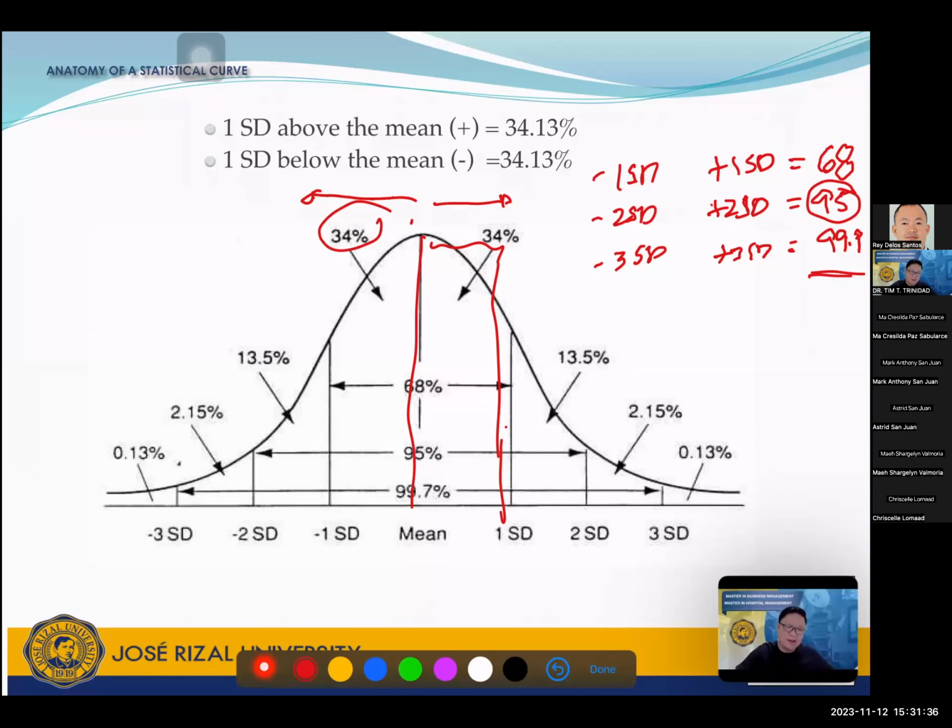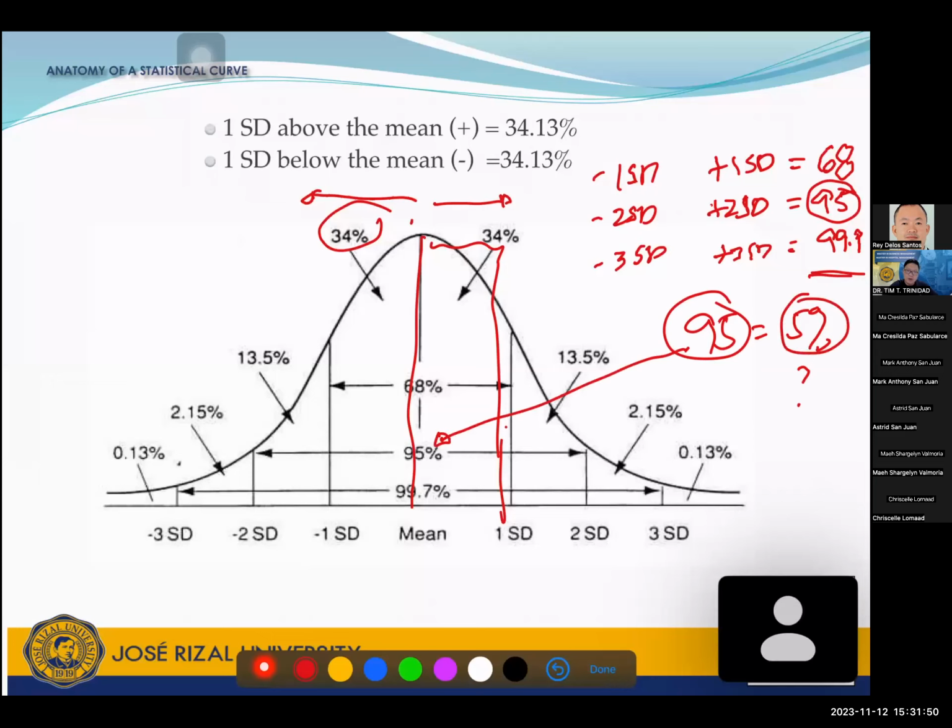No. Di ba 95%? It's supposed to be 100%. Where did the 5% go? If 95% is your chances of landing here within 2 standard deviation, what about 5%? Outliers. It should not be the standard deviation. The 5% will mean that there will be 5% possibility that you will not get a score that belongs to the range, negative 2 and positive 2 standard deviation.